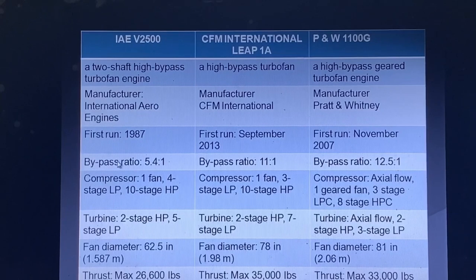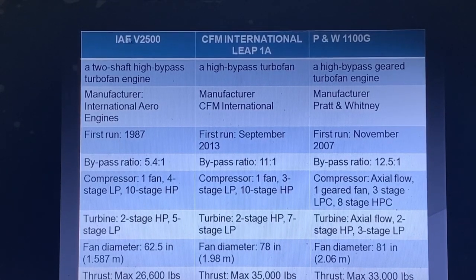So let's start discussing the bypass ratio. A bypass ratio is the ratio of air passing around the core of the engine to the air passing through the core of the engine. In the case of the IAE V2500 engine, the bypass ratio is 5.4:1. For the CFM International Leap 1A engine, the bypass ratio is 11:1. It is greater than the IAE V2500, and the highest is of the Pratt & Whitney engines, that is 12.5:1.